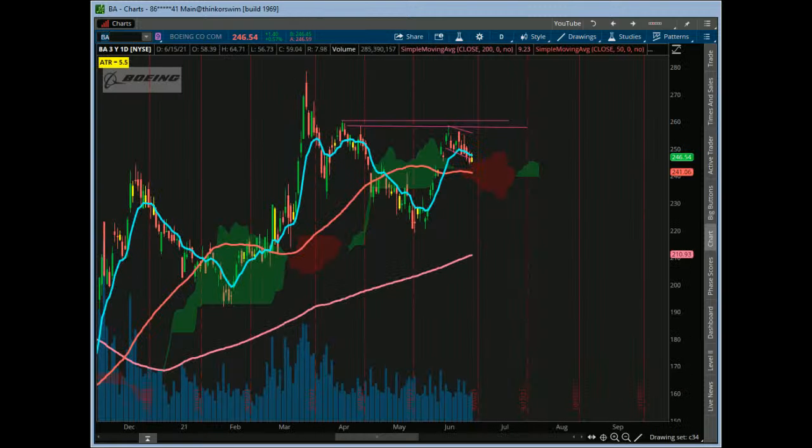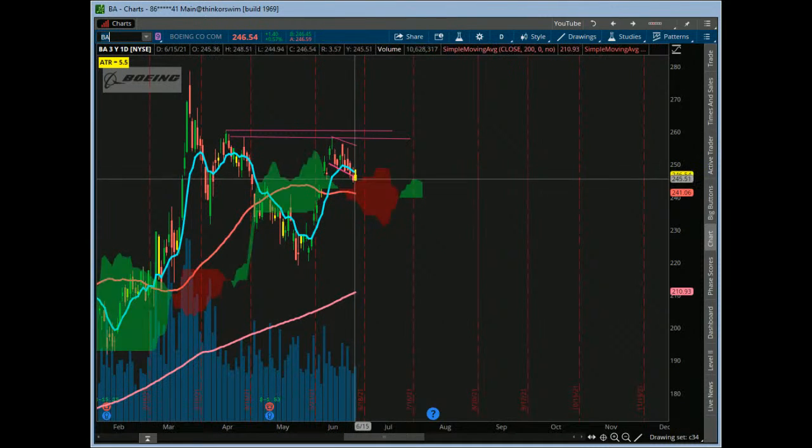And then Boeing. So Boeing with an inside day today. You're just kind of hanging in here at the cloud. Let's see how it goes. Kind of drifting lower. I wouldn't be surprised if it pierced the cloud if we did get to the 50-day moving average and started to fill this gap. So that's another thing that we're tracking there too.